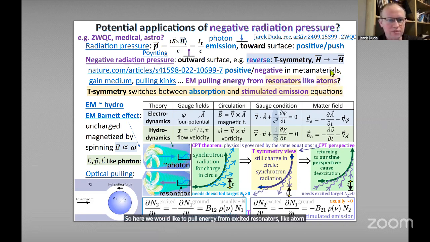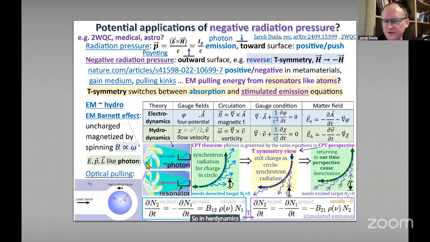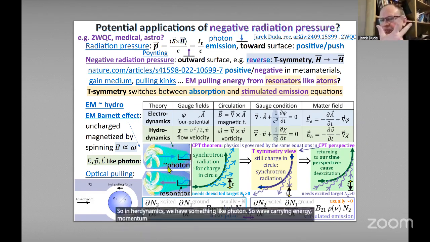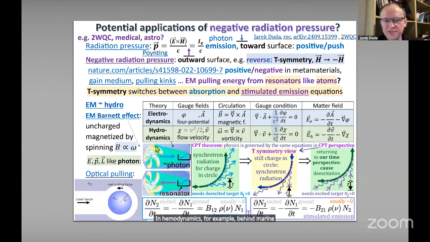So what do I mean? I think it's very good to think about the hydrodynamical analog, which is very similar to electromagnetism. The equations are very similar. In hydrodynamics, we have something like a photon, a localized wave carrying energy, momentum, and angular momentum. Something very similar we have in hydrodynamics, for example, behind a marine propeller. If it hits a resonator, it could excite the resonator.